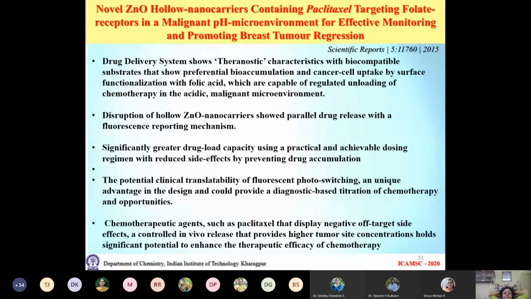We have also seen that if you have just the paclitaxel, and if you have that loaded within a drug delivery unit like the one we have designed, then the negative side effects can be reduced, because paclitaxel is highly damaging to the normal cells. So if you can control the damage, then you have achieved much.